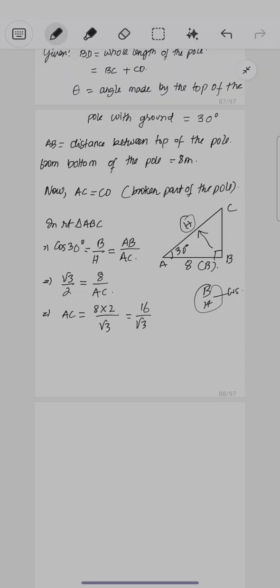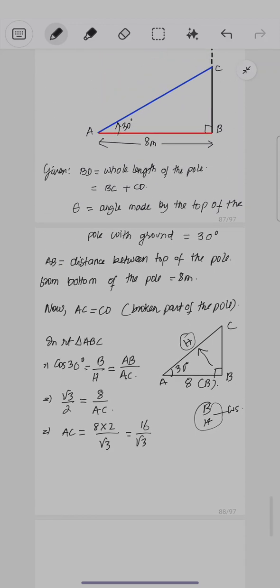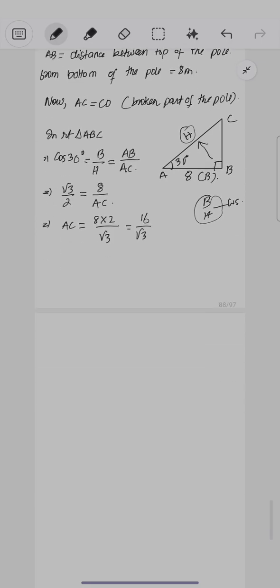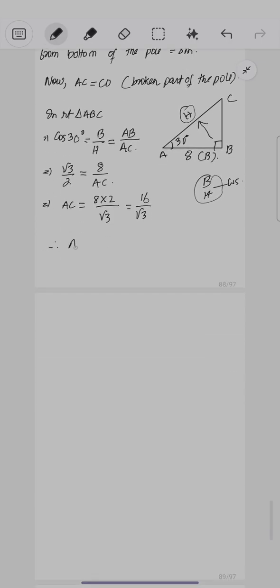And then, AC will be therefore equal to CD, which is equal to 16 by root 3. We can rationalize it.